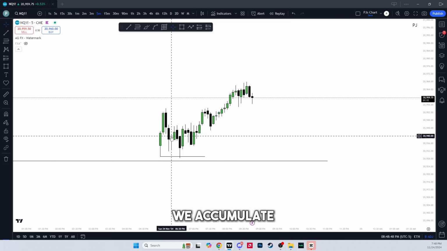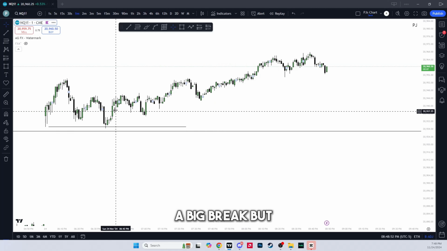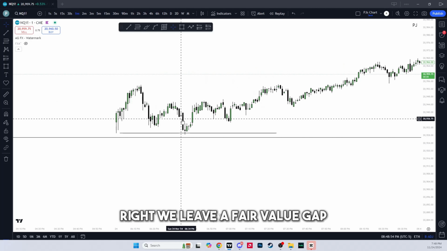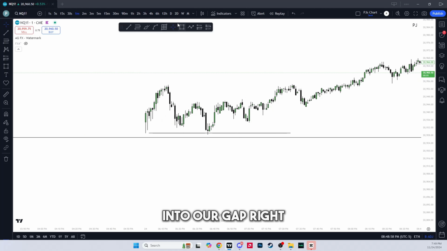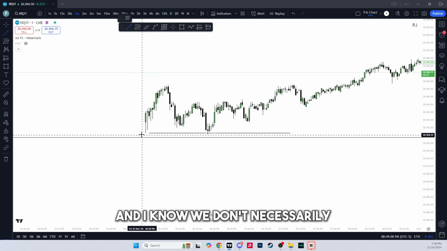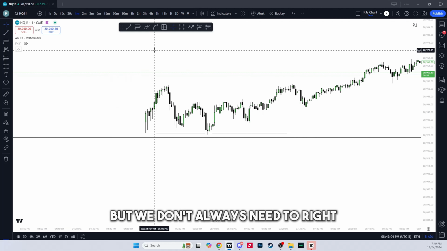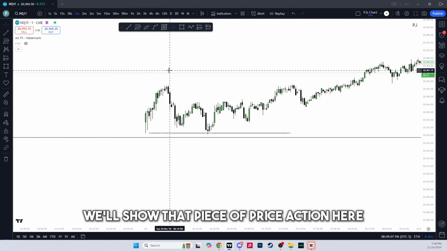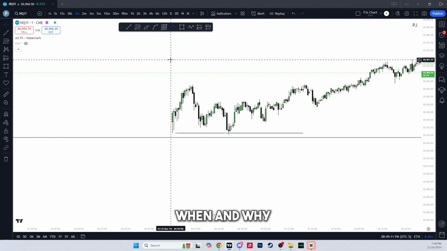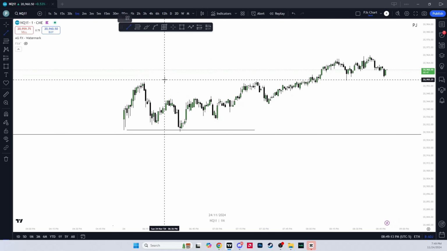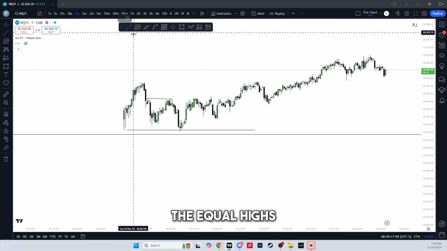We accumulate, break lower, and I know it's not a big break, but right, we leave a fair value gap on the 1-minute below our low into our gap, right? And I know we don't necessarily hit the highs to the left, but we don't always need to, right? We'll show that piece of price action here shortly, so you guys can kind of understand when and why and where we don't. We can see, coming into the video's name, the low resistance, the equal highs.